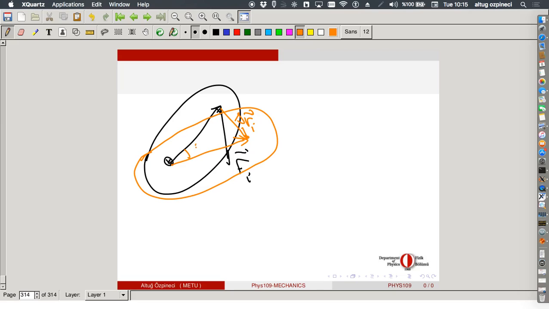Let's say this angle here is delta theta. This angle, now let me call this angle theta. Now, what is the work done by this force? This is 90 degrees.